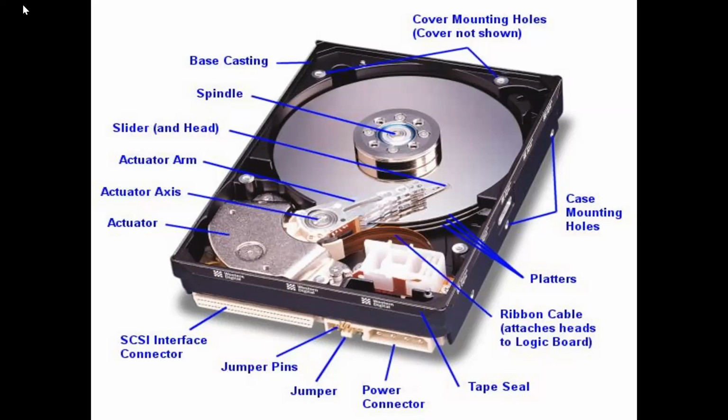And of course, we are going to spend some time describing them. There's one here, the SCSI interface connector. Then we have our jumpers. Look at the jumpers. And of course, you need to know what they're used for. Jumpers and the pins. Then of course, this part here is for the power cable.